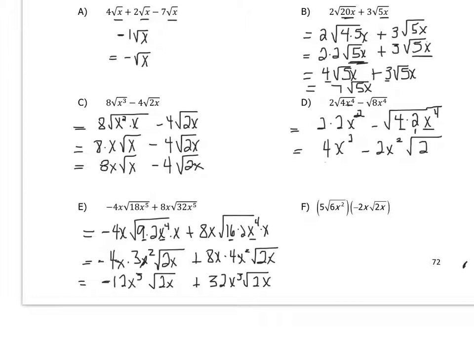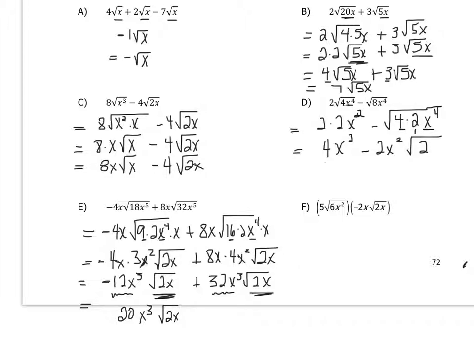Just move that up to get a little tiny bit more space. So now, if we look at it, they both have exactly the same radical part, and the terms out front are both x cubed, so they can be combined as negative 12x cubed plus 32x cubed, which would be 20x cubed, root 2x.